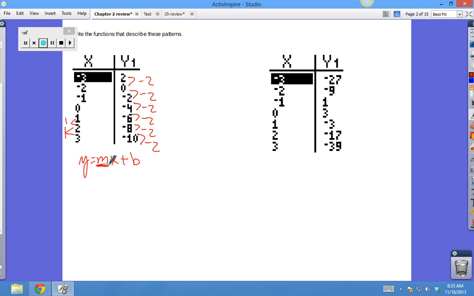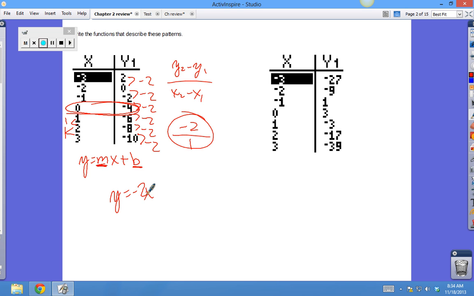All I've got to do is find m, which is the rate of change, how fast it's changing, and b, which is your y-intercept. The rate of change is simply the change in y's, y sub 2 minus y sub 1, divided by your change in x's, x sub 2 minus x sub 1. My y's are changing -2, my x's are changing 1, so my rate of change is -2. My b is the y-intercept, and my y-intercept is -4. So my rule is going to be y equals -2 times x plus -4. And I can test it. If I punch in a 3 and multiply it by -2, that gives me -6. If I do -6 minus 4, it should give me -10.